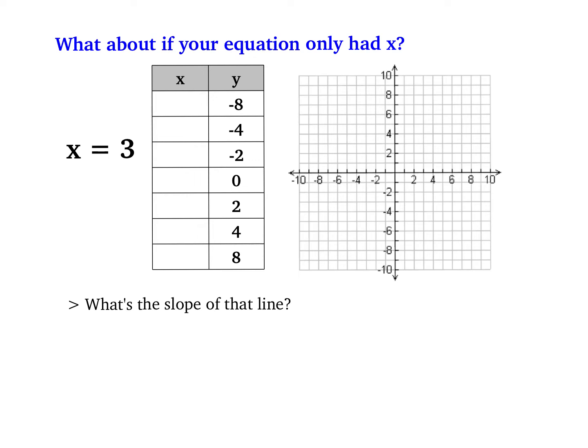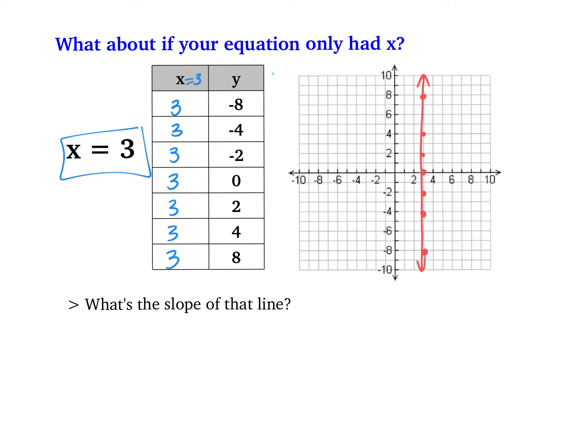By comparison, what if your equation only had an x? This time we're going to look at if x was equal to 3. Same idea, x is always going to be 3 no matter what your y value is. If we take a look at what that is as a graph, x would be 3, y would be -8, 3, -4, and now we can see it's a very different graph from the last time. This time we have this vertical line where x is always 3 and it's never moving left or right.